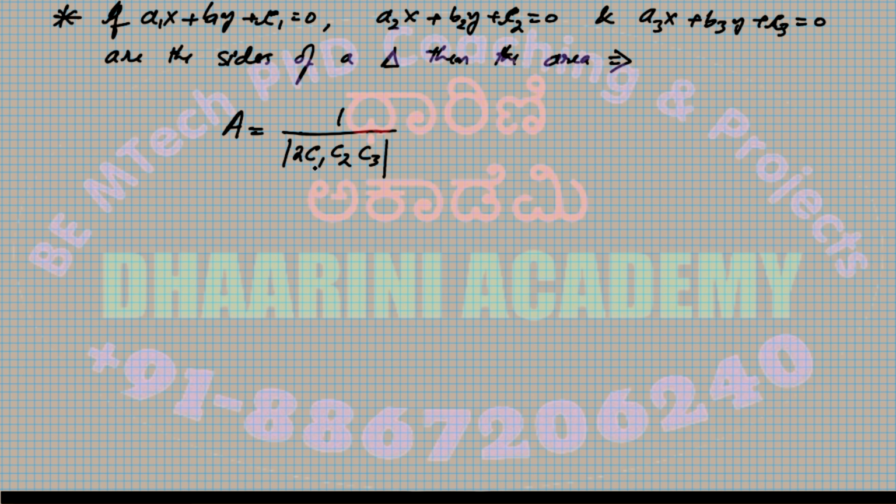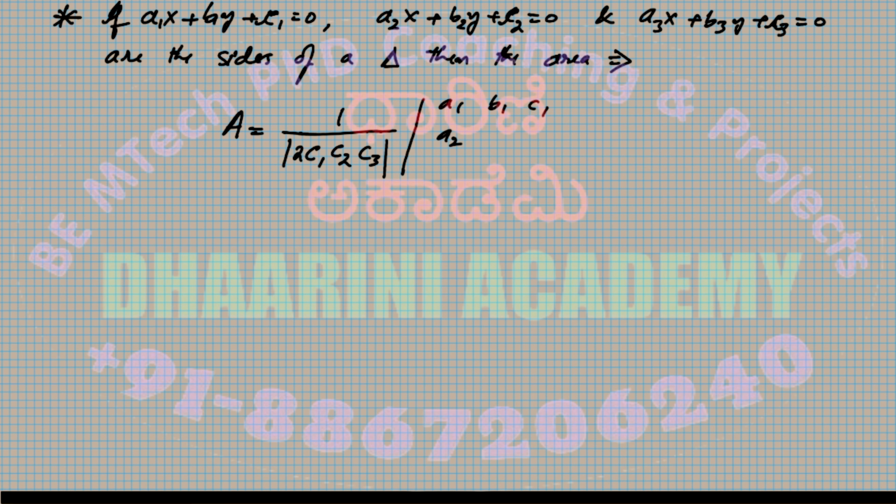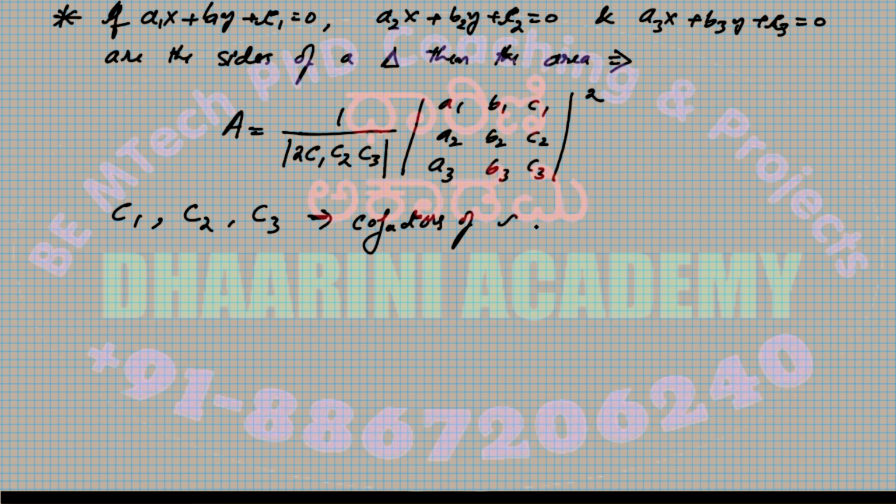See, 2 times capital C1, capital C2, capital C3, magnitude, you neglect the sign, into the determinant of A1, B1, C1, A2, B2, C2, A3, B3, C3, the determinant whole square is the answer, where capital C1, capital C2, capital C3 are the cofactors of the elements small c1, small c2 and small c3 respectively. We'll solve problems to understand this.